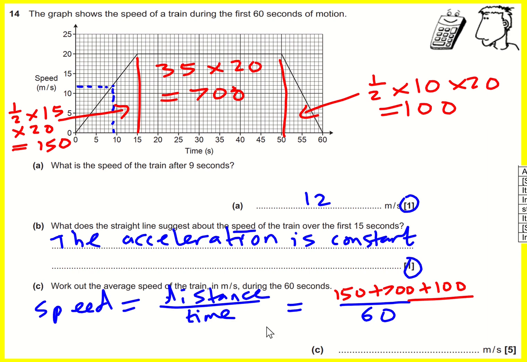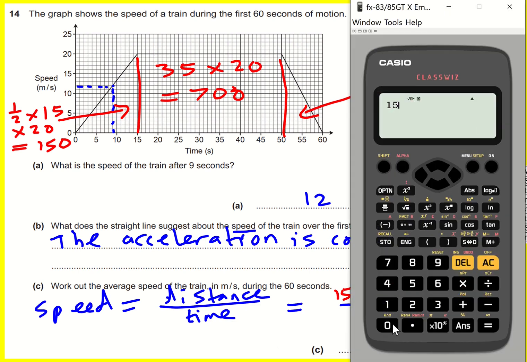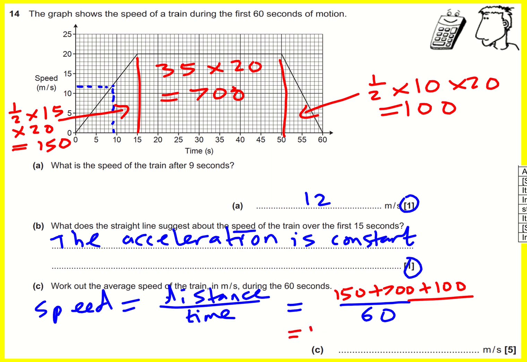I divide that by my total time. And I get 15.83 recurring. That's my exact answer. I probably would then round it to, say, 3 significant figures, 15.8 meters per second. That looks about right. I'm going at 20 meters per second for quite a long time. It's going to drag it up, but obviously there are periods where it's quite low as well.